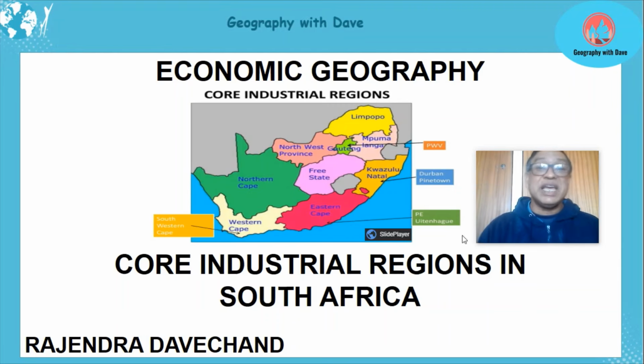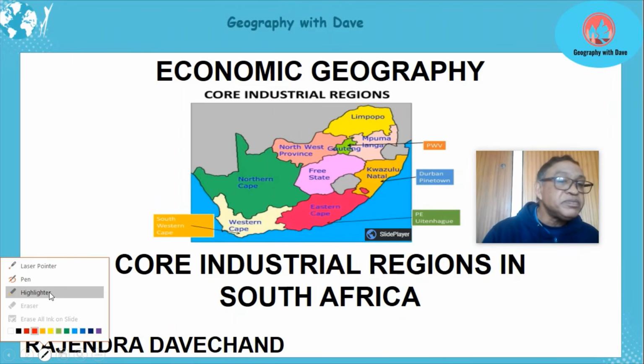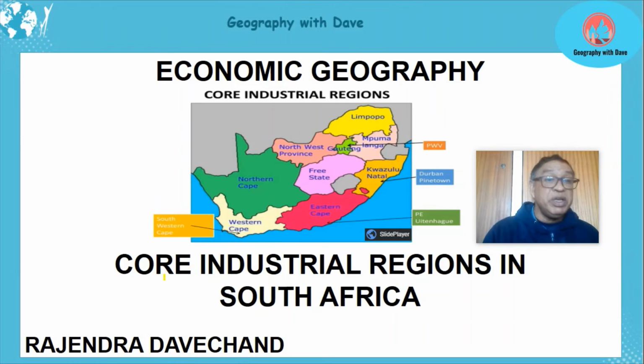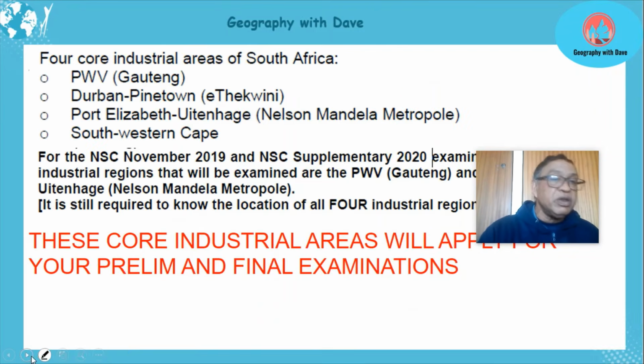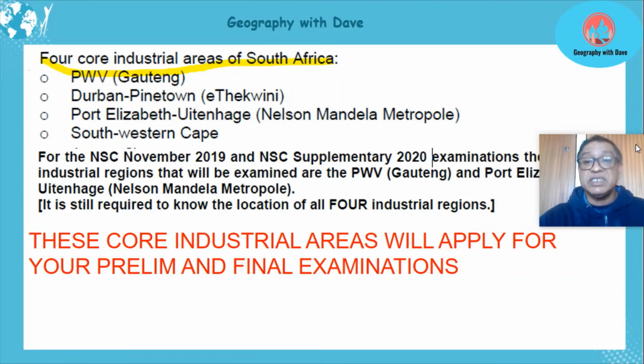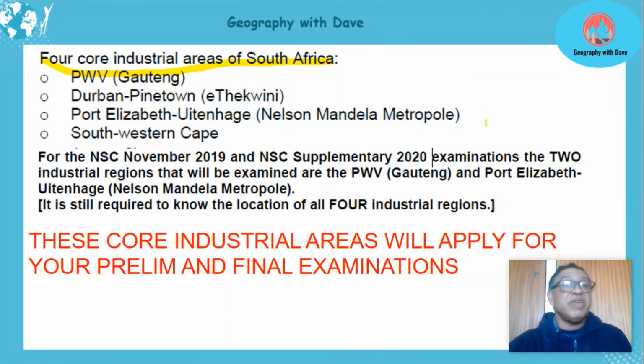Today, we're looking at economic geography and we're going to focus on the core industrial regions in South Africa. Okay, now let's look at the curriculum that we're going to do. With regards to location, we're going to look at where the four core industrial regions of South Africa are. Also telling us that there are four core industrial regions in South Africa.